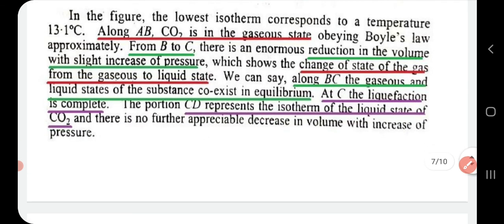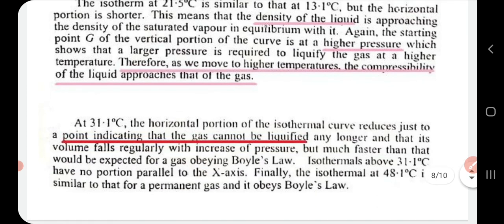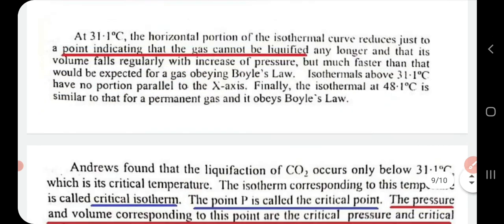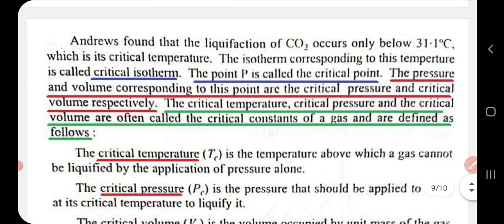So this means that further liquefaction of gas is not possible. That is, after that point, volume decreases with increase in pressure. Now, for any other isotherms above 31.1 degrees Celsius, we cannot see any horizontal portion. Everything will be a point. Okay, so Andrews found that liquefaction of carbon dioxide occurs only below 31.1 degrees Celsius, and that temperature is called critical temperature. The isotherm corresponding to this temperature is called the critical isotherm.